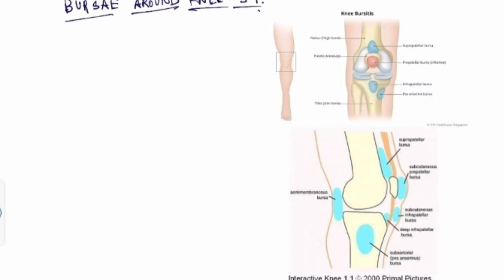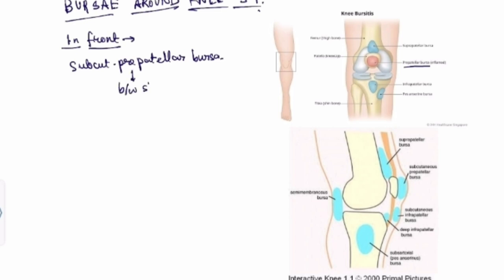So in front, subcutaneous pre-patellar bursa. They're showing it in a frame, but it's okay, just understand the location. Between skin and anterior surface of patella. If this gets inflamed, what's the applied anatomy? If this bursa gets inflamed, it's known as the housemaid's knee.